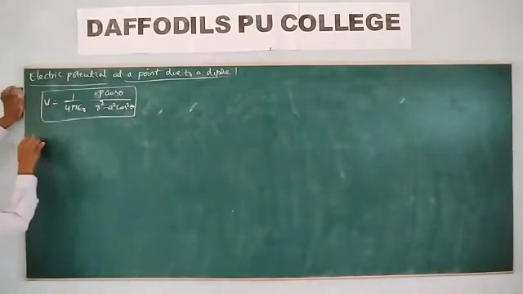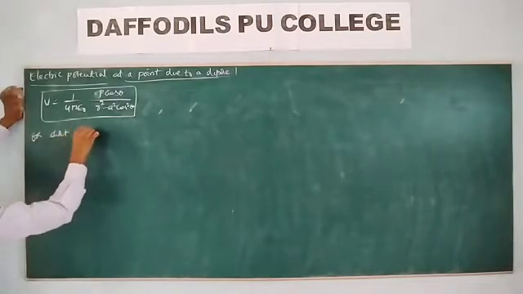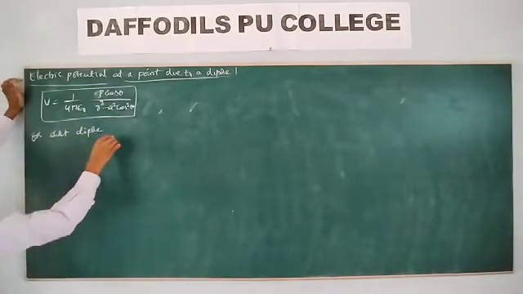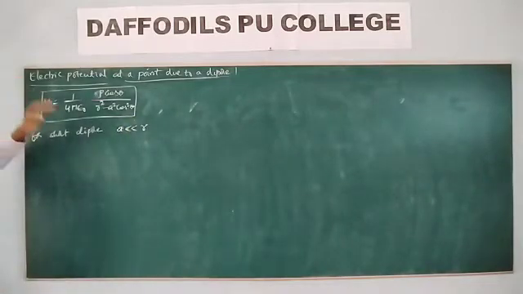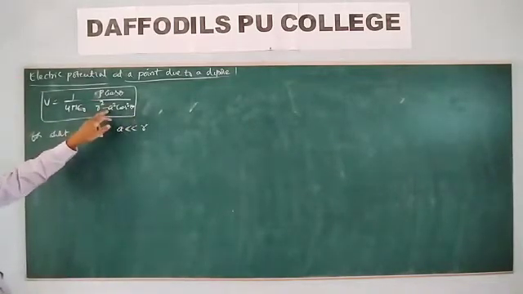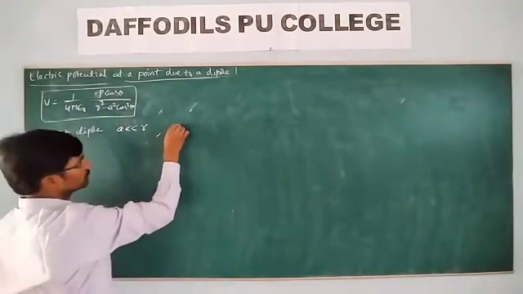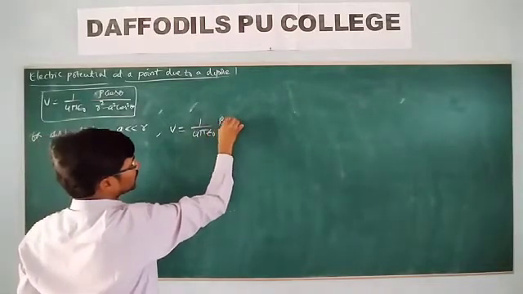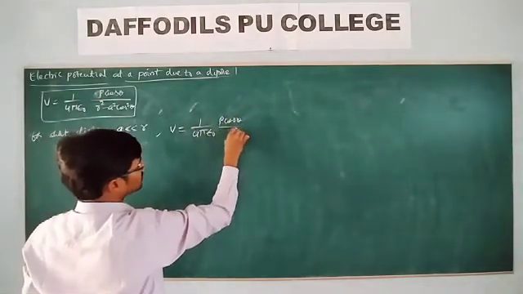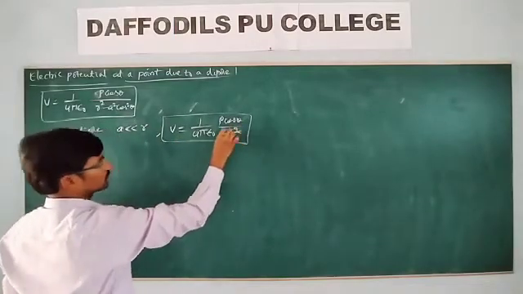For example, for a short dipole, which means a is much less than r, now what happens? If a is much less than r, this term can be neglected. Therefore, what can you write? V is equal to 1 by 4 pi epsilon naught, p cos theta by r square. Only for a short dipole, r square.